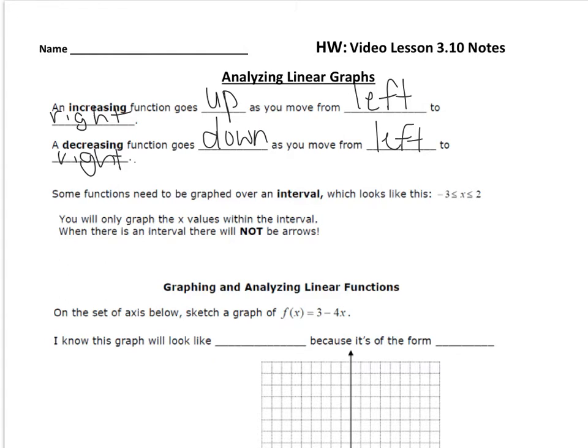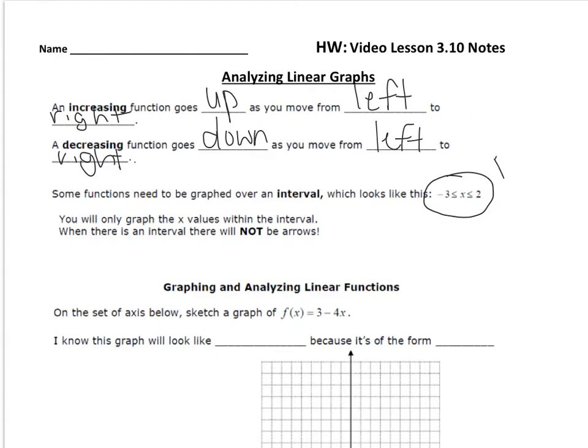Now the few graphs that we looked at last class, we put arrows on the end of those graphs. And that's because there was no given domain that I wanted you to graph the function over. Some functions need to be graphed over an interval. And the interval might be given like this. And by the way, when I ask you to graph a function over an interval, that interval will always be the domain, meaning it's the range of x values I want you to look at.